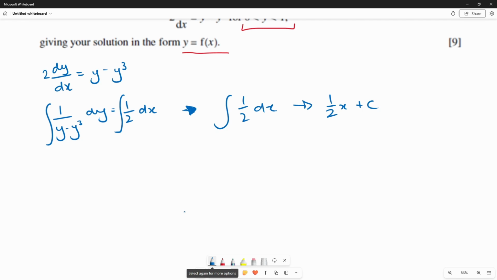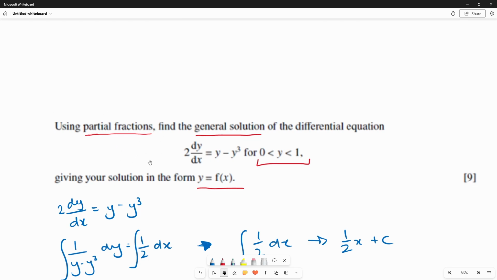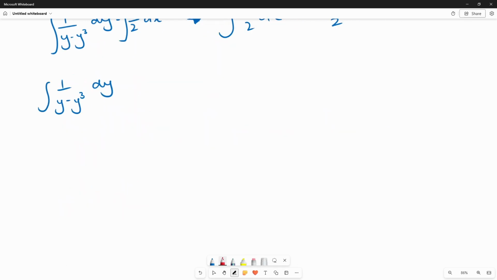So we're integrating 1 over y minus y cubed dy. We can't integrate this on its own. We're going to have to decompose it into partial fractions, as it tells us in the question over here. For the decomposition into partial fractions, I'm going to change colour to red pen to keep it separate from the rest of the integration. So I'm going to factorise the bottom. It's going to be 1 over y, 1 minus y squared dy.